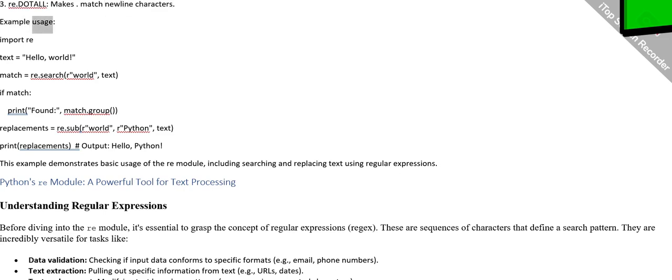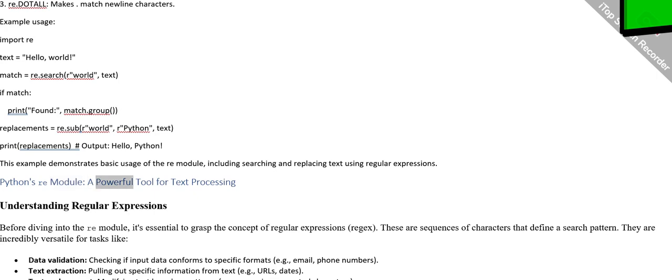Example usage. import re. text = "hello, world". match = re.search("world", text). If match: print("Found:", match.group()). replacements = re.sub("world", "Python", text). print(replacements) # output: hello, Python. This example demonstrates basic usage of the re module, including searching and replacing text using regular expressions.